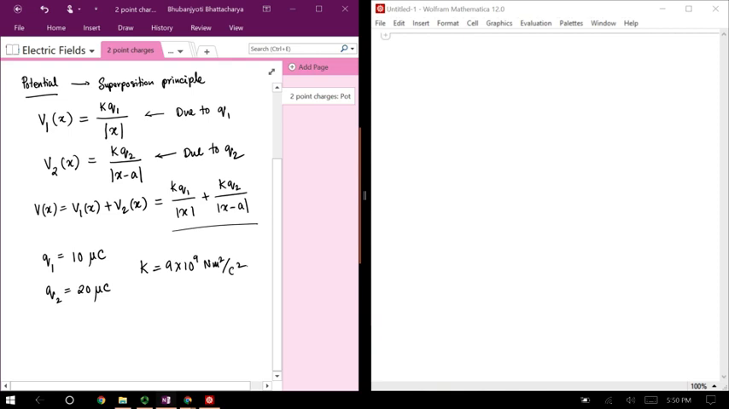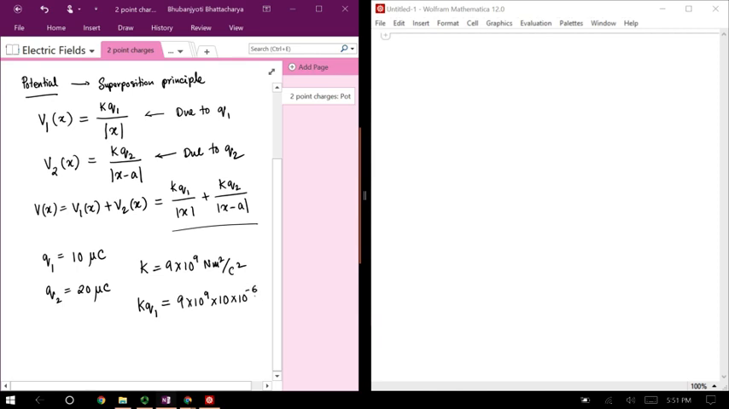Okay, and then we will plot X as X in meters. So if X is in meters, then if I plug things into this equation, we will have to know what is K times Q1. So K times Q1 is going to be equal to 9 times 10 to the 9 multiplied by 10. But 10 is a micro, so we have to put 10 times 10 to the negative 6.